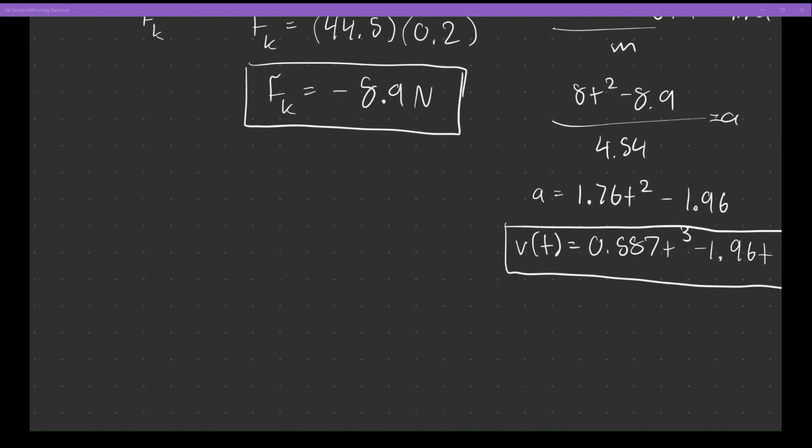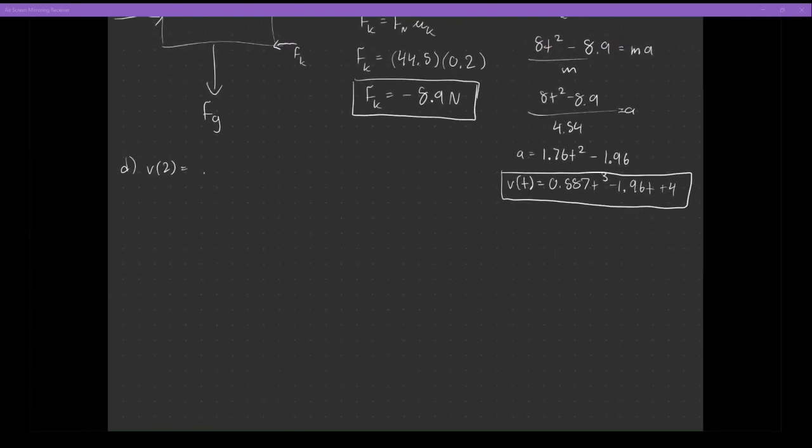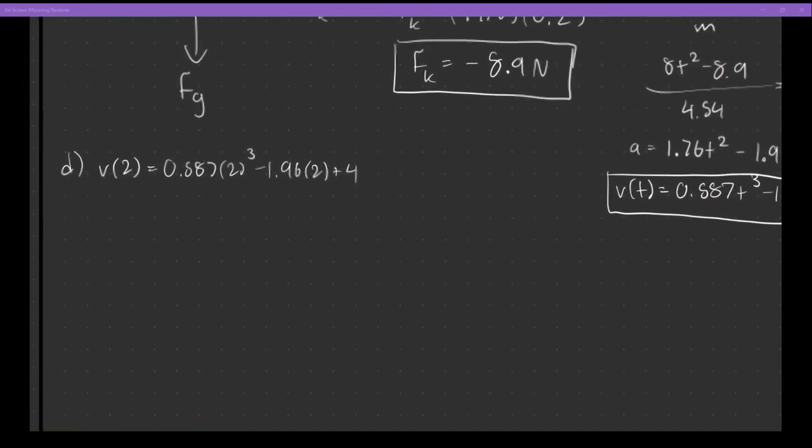Alright, going to part D now. Part D just asks for the instantaneous velocity at 2. So let's do v at 2. I can just plug in all of this: 0.587 times 2 cubed minus 1.96 times 2 plus 4. Just plug all that into your calculator, and you should get 4.776 meters per second. So it's just magnitude, so no direction.